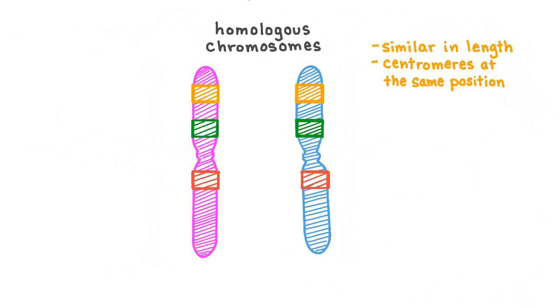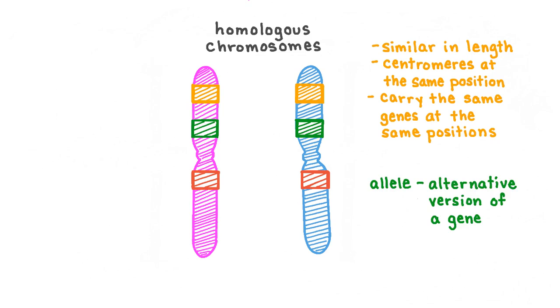Let's say that these chromosomes carry 3 genes, represented here in orange, green, and red. You might notice that both chromosomes in a homologous pair carry the same genes at the same locations. However, each chromosome might carry a different version of each gene. That is, a different allele for that gene. An allele is an alternative version of a gene.